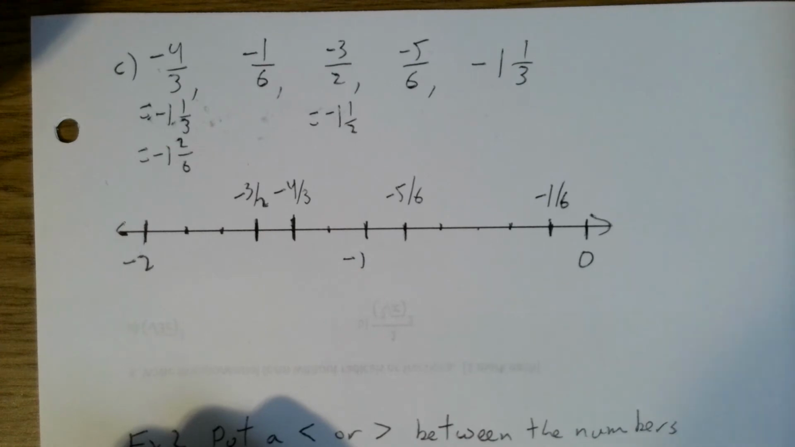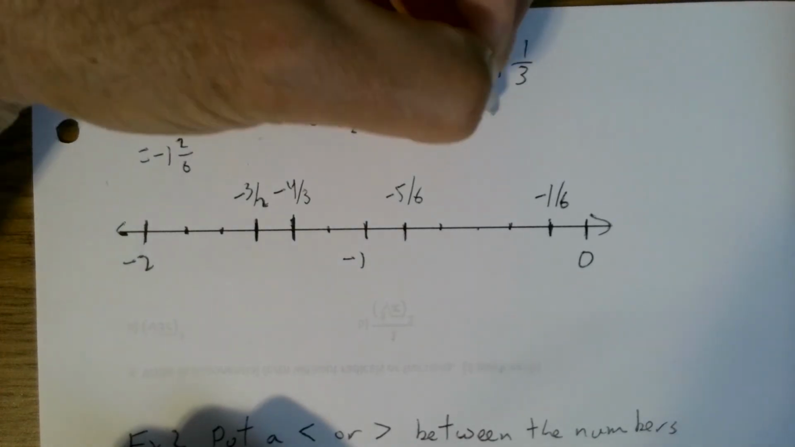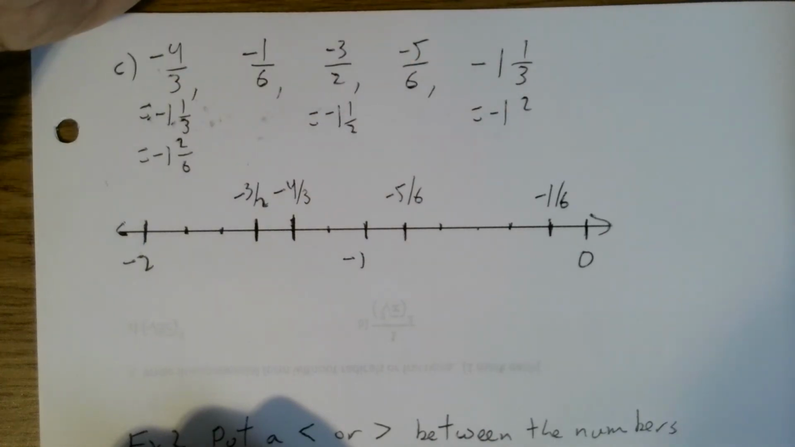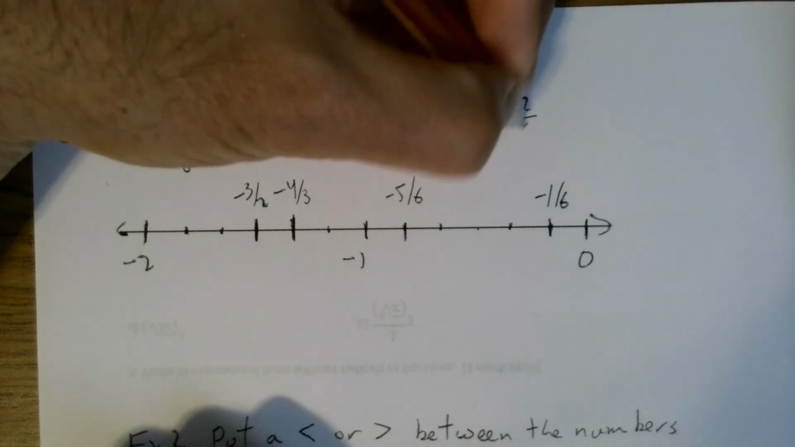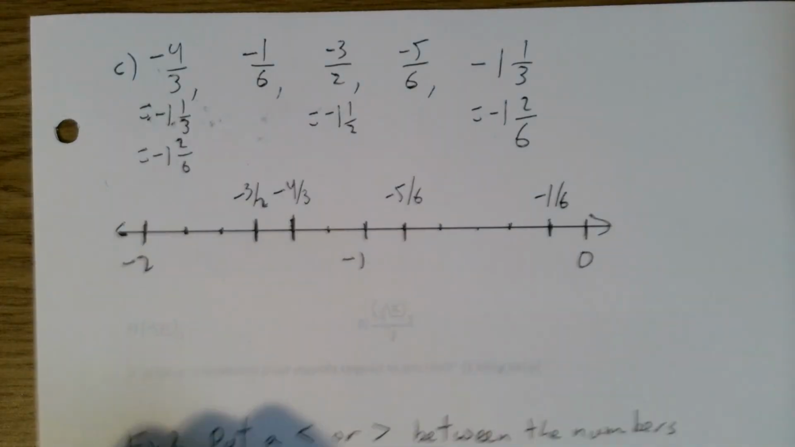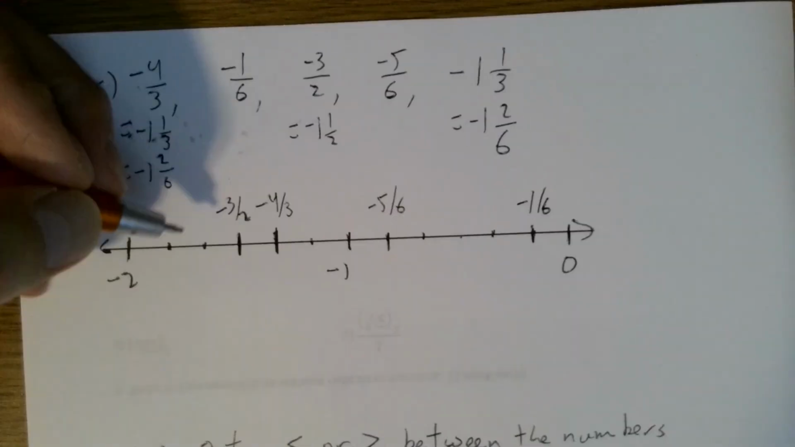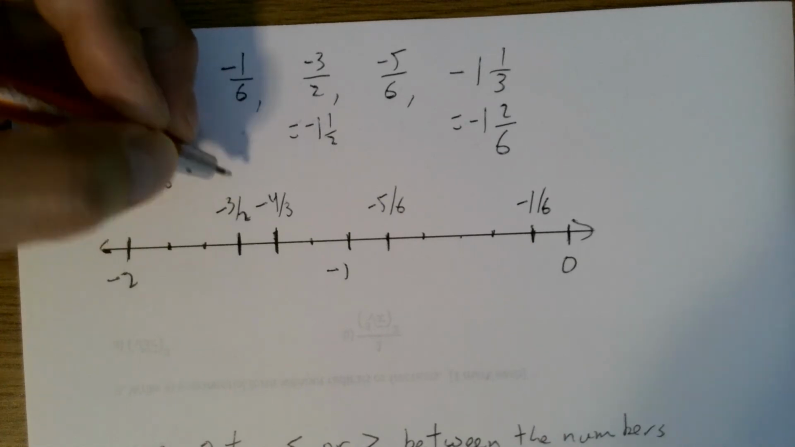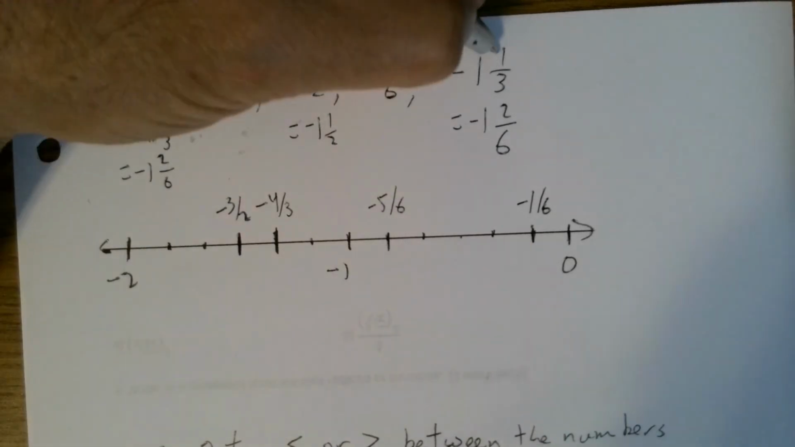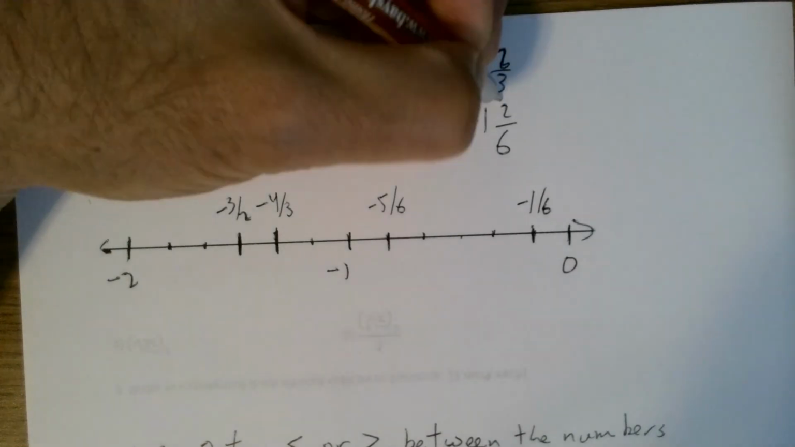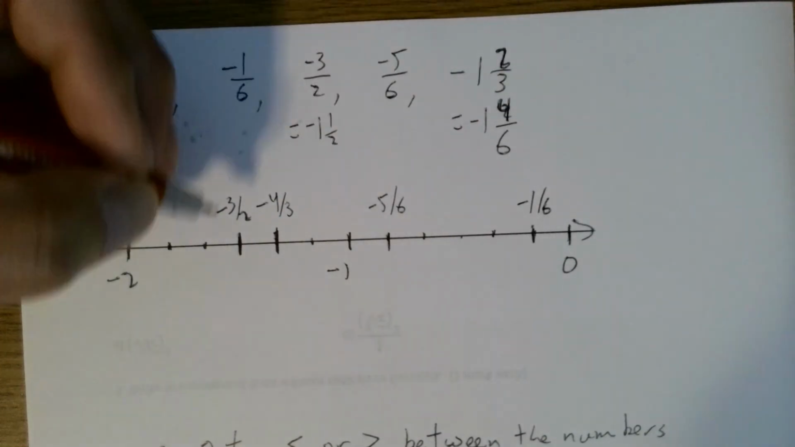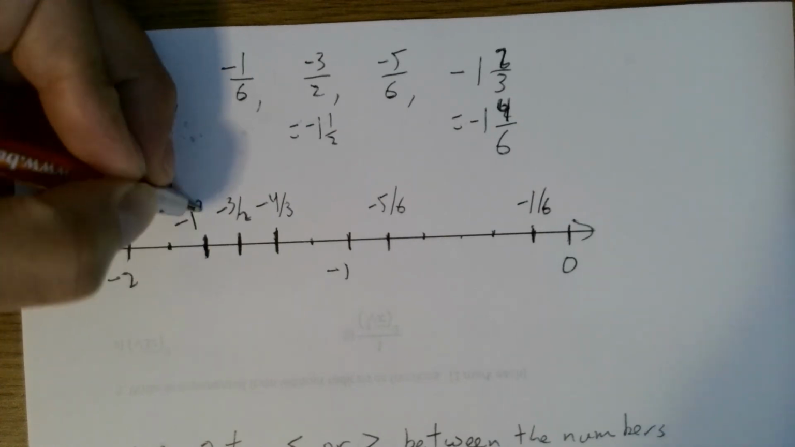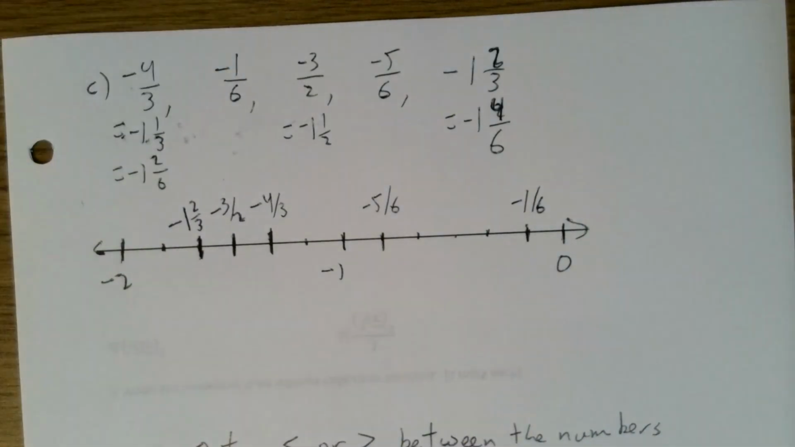And last one, -1 and 1/3 is the same as -1 and 2 over 6, which is in the exact same spot as -3 over 2. So I guess this guy's right here as well. Oh, you know what? I wrote this down wrong. That's supposed to be -1 and 2/3, which means that's going to make that -1 and 4/3, which means it's going to be right here. Sorry about that. So -1 and 2/3. Yeah, I didn't think any of them were the same. Okay.